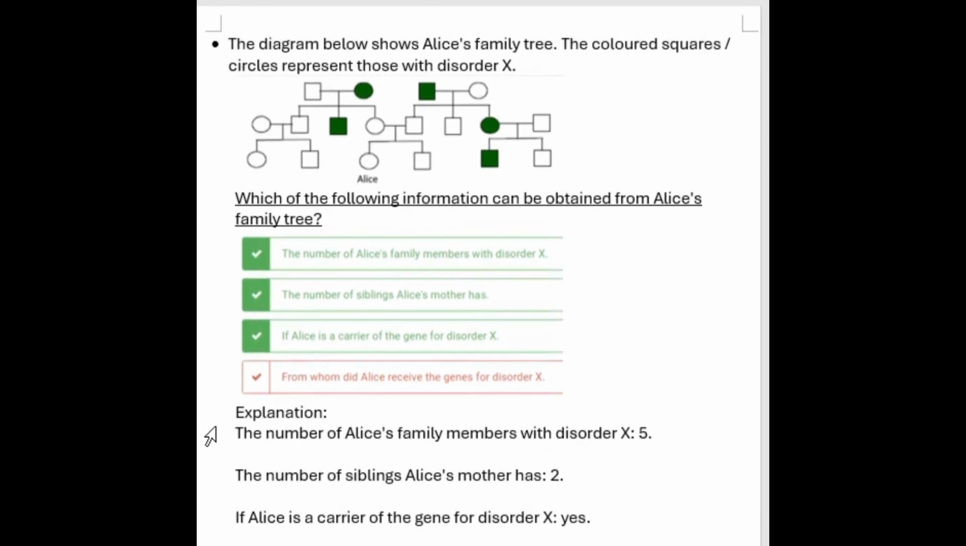The diagram below shows Alice's family tree. The colored squares/circles represent those with disorder X. Which of the following information can be obtained from Alice's family tree?